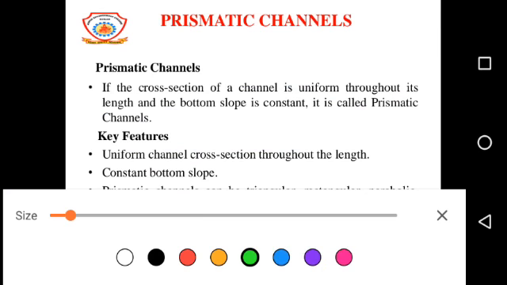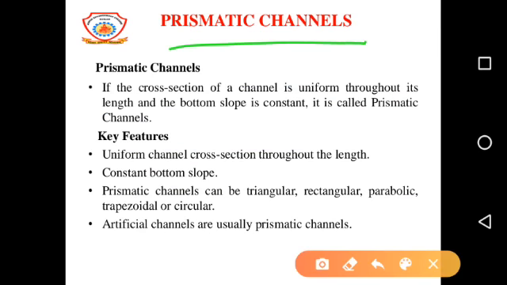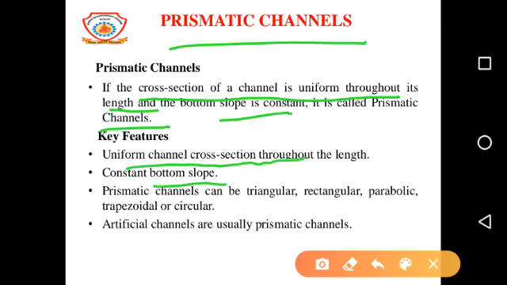we will discuss the prismatic channels. Okay, prismatic channels means if the cross section of the channel is uniform throughout its length, and the bottom slope is constant, it is called prismatic channels. Okay, what are the key features? Key features are: uniform channel, has uniform cross section, bottom slope is also constant. It can be of various shapes like triangular, rectangular, parabolic, trapezoidal, or circular. And for example, artificial channels come under the prismatic channels. Okay, we are learning this because we will discuss this one also in the equation of GVF.